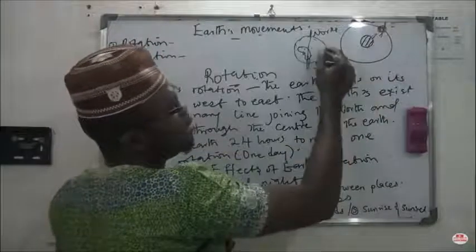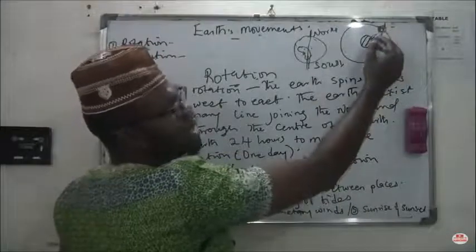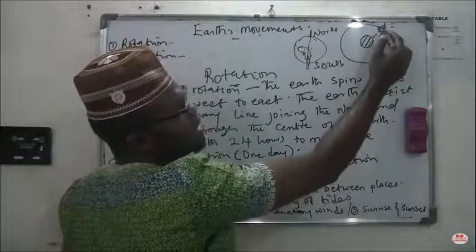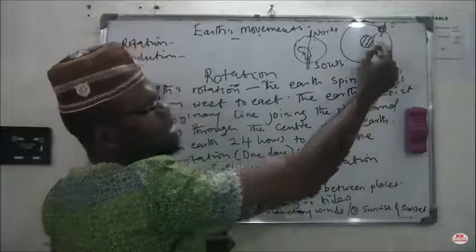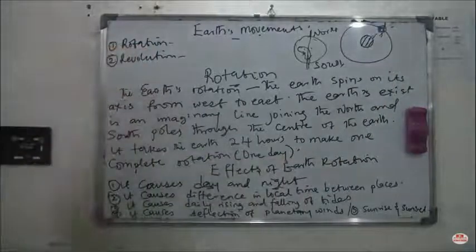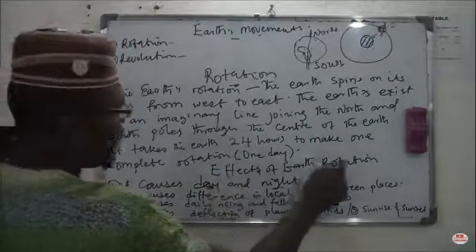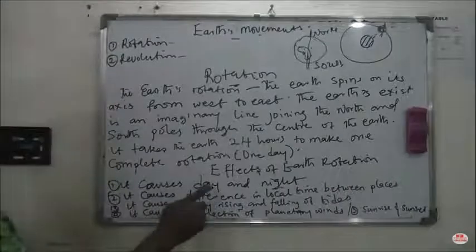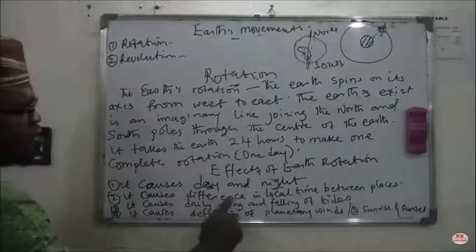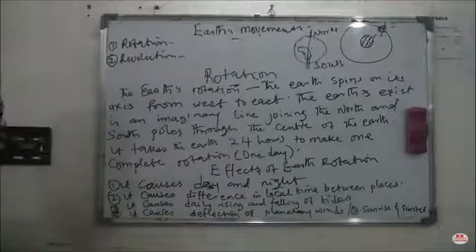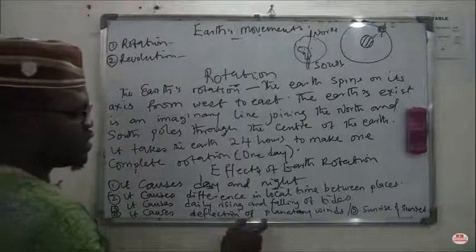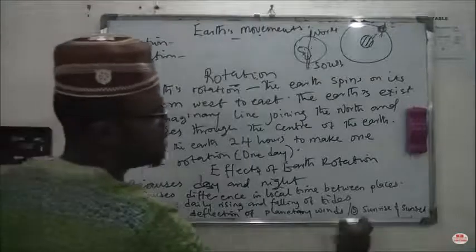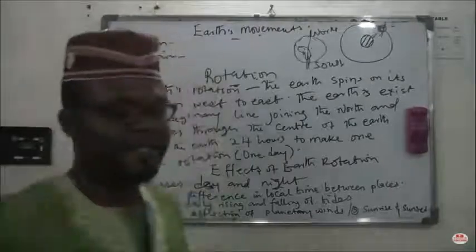The places that are closer to the sun will have full brightness, whereas the places that are not as close to the sun will be having either sunset or sunrise at a particular time. So these are the effects of the earth rotation. Number one, it causes day and night. It causes difference in local time between places. It causes daily rising and falling of tides. It causes deflection of planetary winds, and it causes sunrise and sunset.